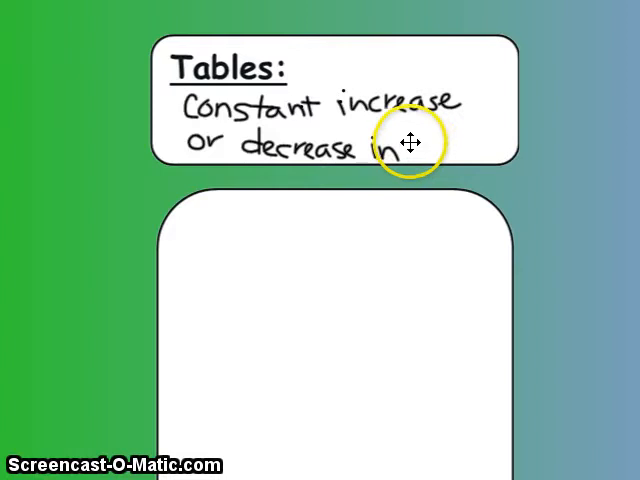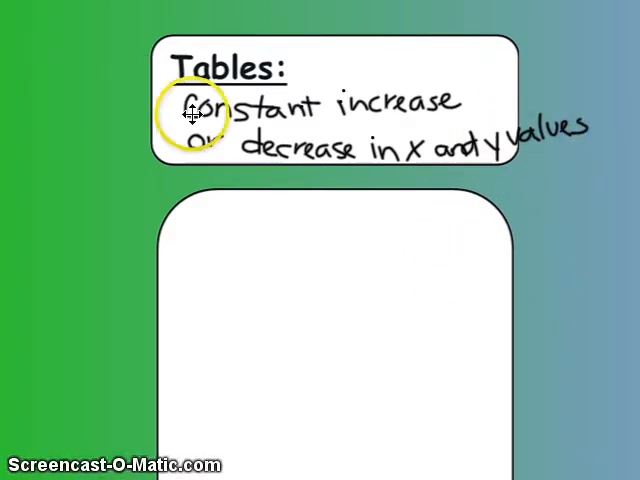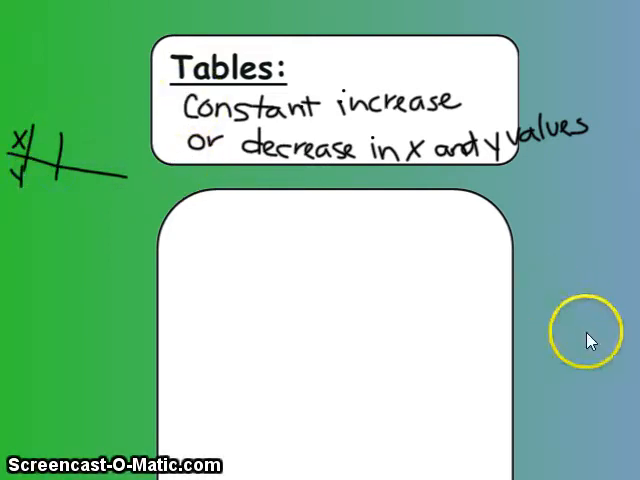In your x and y values. Okay, so there has to be constant increase or decrease in x and y values. Alright, so here's our first table. In these tables, unlike yesterday, one way to make a table is you can have x on top, y, and then have your values. The tables we're going to do today are called t-tables.